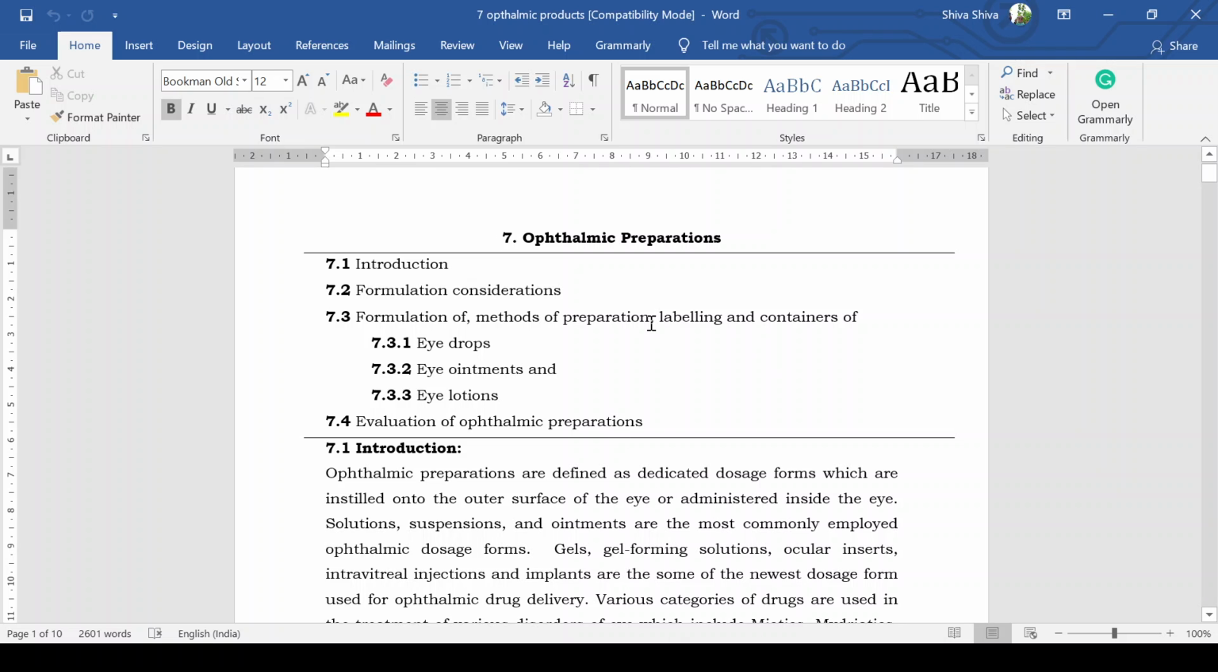Good morning, class. Now we will see our next chapter, that is ophthalmic preparations. In ophthalmic preparations, we will go through the introduction, formulation considerations of ophthalmic preparations, formulation and methods of preparation, labeling and containers of eye drops, eye ointments, and eye lotions, and lastly, evaluation of ophthalmic preparations.